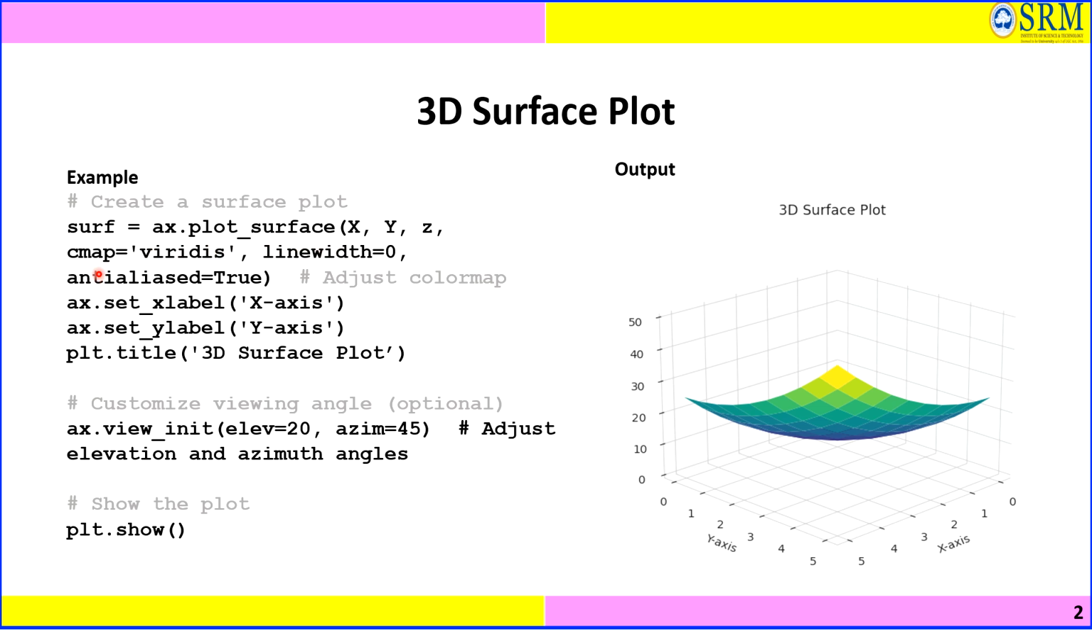Here we have to use cmap as Viridis, the linewidth, and the antialiased option. This is not mandatory. It's up to you.